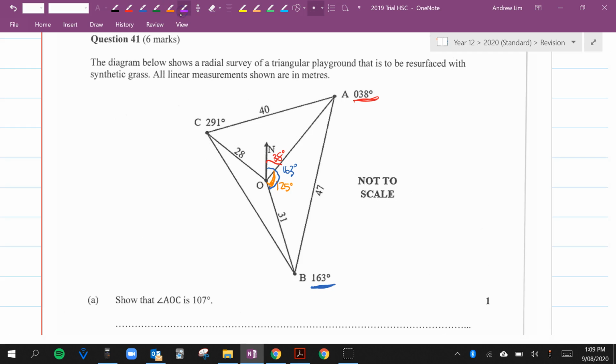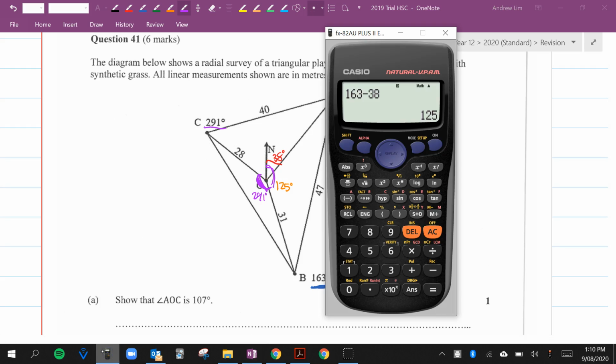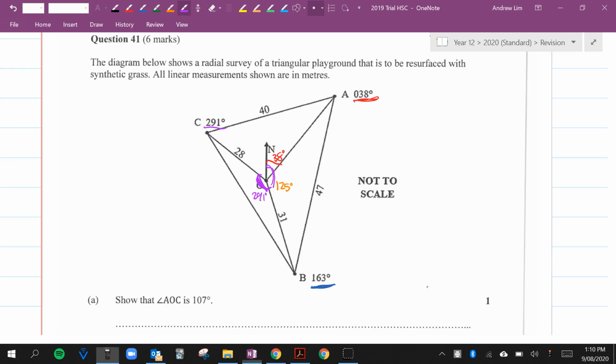Okay. This 291 says that all of this is 291 degrees. So what that means is that this angle here has to be 291 minus 163, because that's 163. So if we do 291 minus 163, we get 128. That means this angle here is 128 degrees.